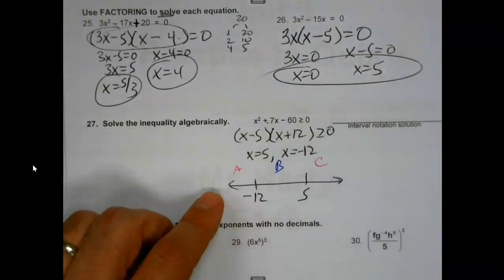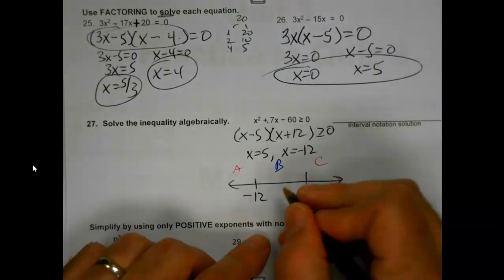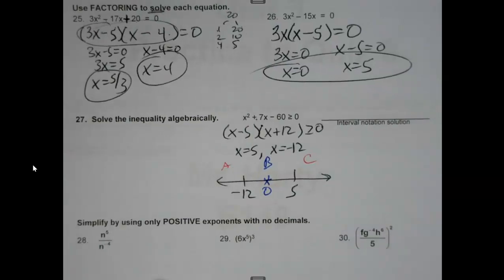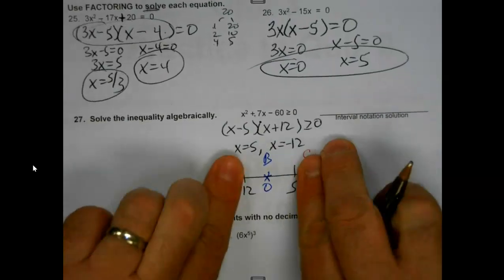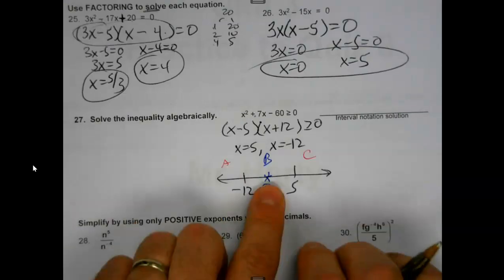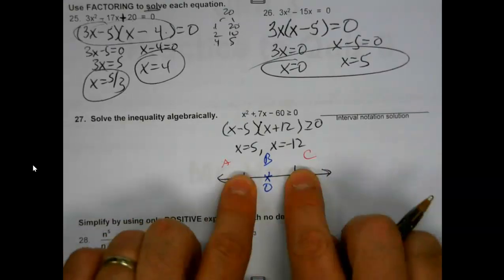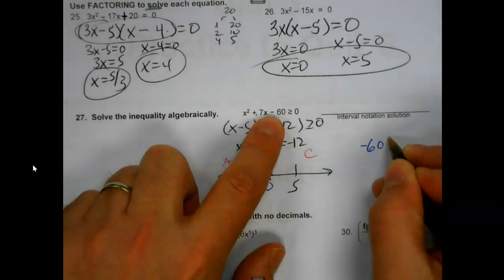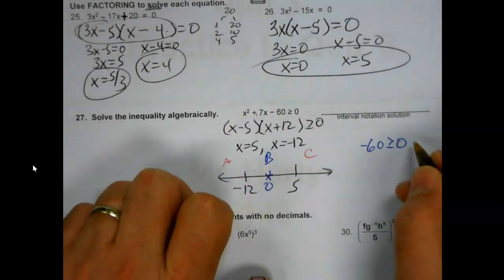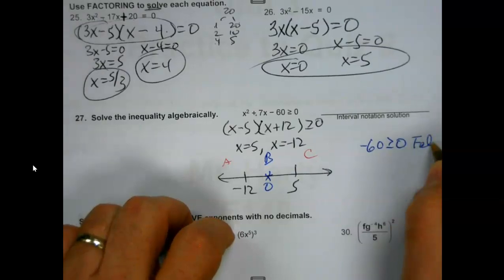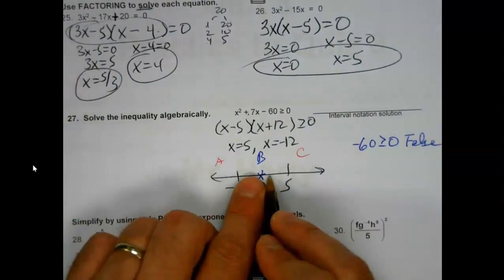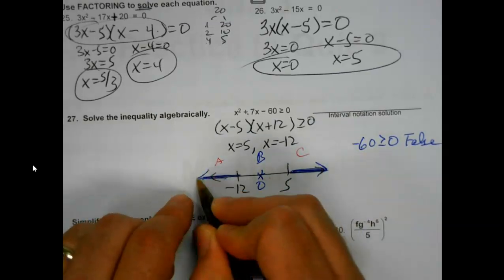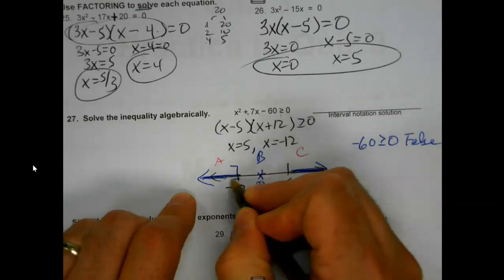Because now you can look and go, okay, I'm testing 0 because I love testing 0. If I test 0 and it's true, there's my answer set. If I plug in 0 and it's false, there's my answer set. So 0 plus 0 minus 60 is negative 60, greater than or equal to 0. Don't think so. No. So B is false. A and C are true.